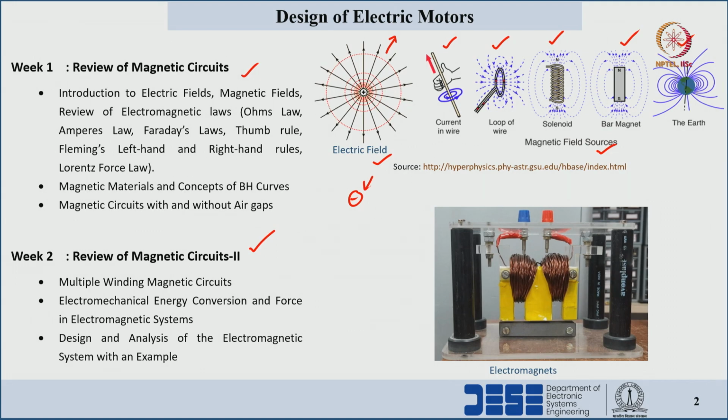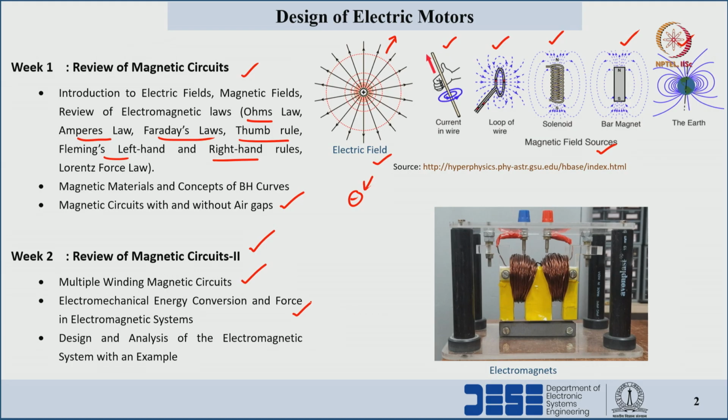So, the electromagnetic laws related to the electric fields and magnetic fields like Ohm's law, Ampere's law, Faraday's law, thumb rule, Fleming's left hand and right hand rules we will discuss in detail. Later, the magnetic materials and BH curves we will discuss, which type of material we have to utilize to design the magnetic system. Magnetic circuits with and without air gaps, with single winding and multiple windings, how to analyze the circuits and how to design it.